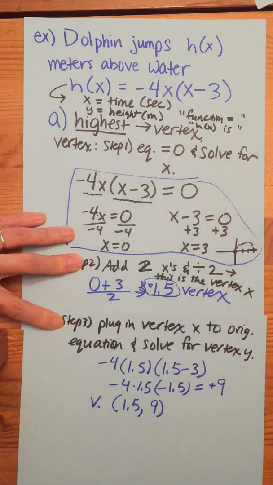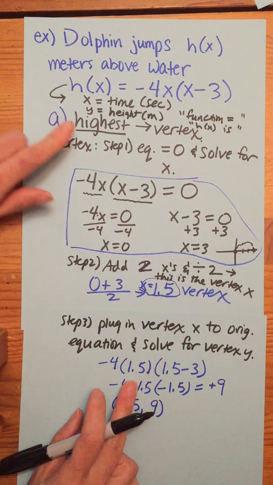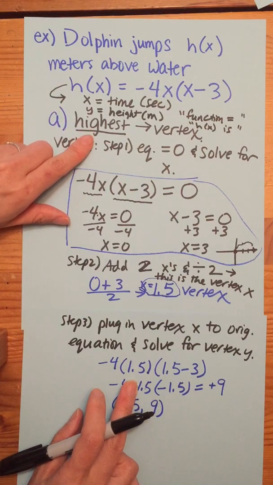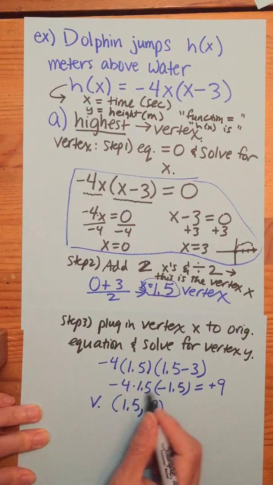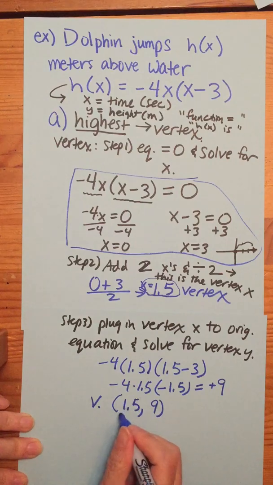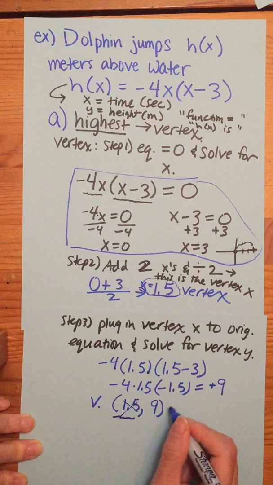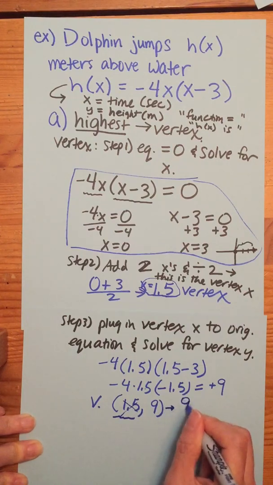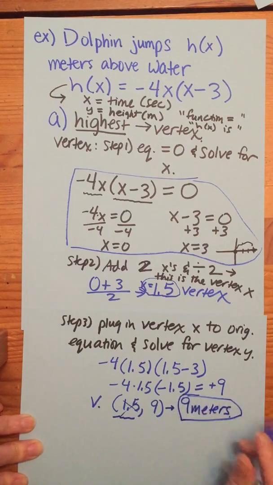I'm going to label that right off the bat. The question for part A was, what is the highest that the dolphin goes over the water? That's height, so that's the y value. I did have to solve for the y value, so the answer is 9. It wasn't the 1.5, so I'll softly X that out. It's 9 meters high, and that's the answer.